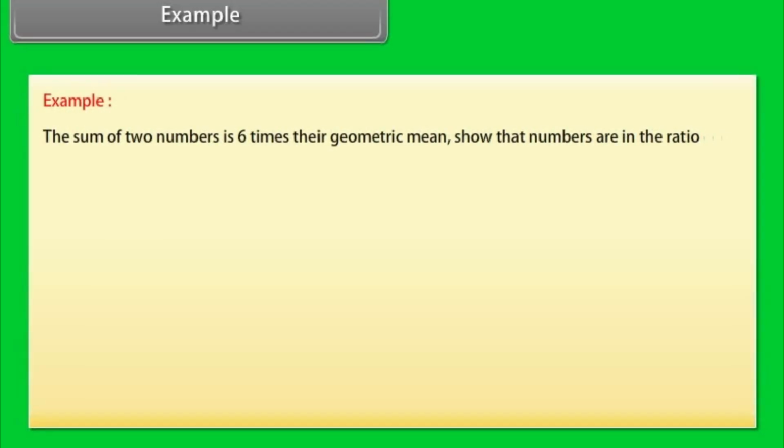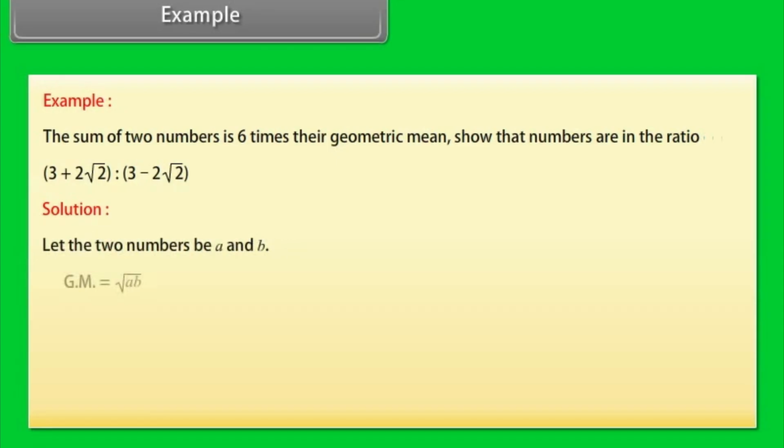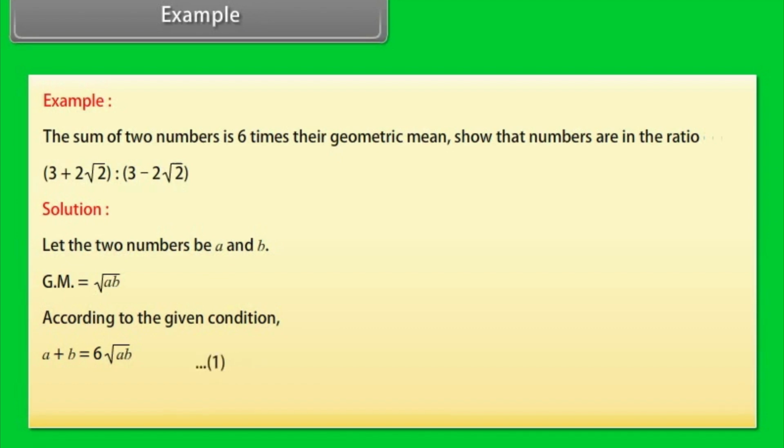Example. The sum of the two numbers is 6 times their geometric mean. Show that numbers are in the ratio. Solution. Let the two numbers be A and B. According to the given condition, A plus B is equal to 6 into square root of AB. Let it be equation 1. It implies square of A plus B is equal to 36 into AB.